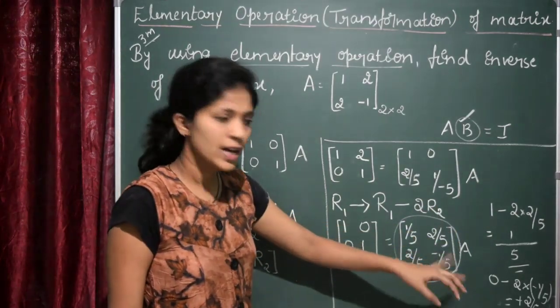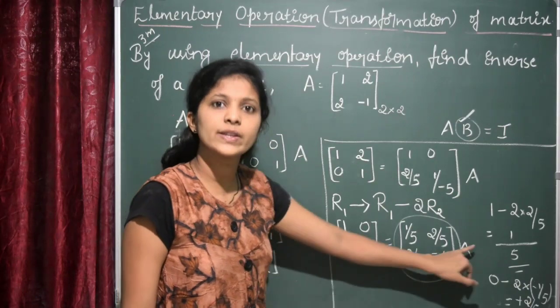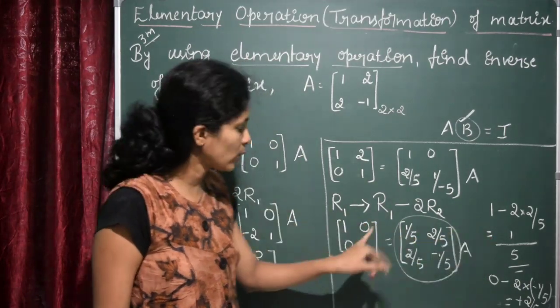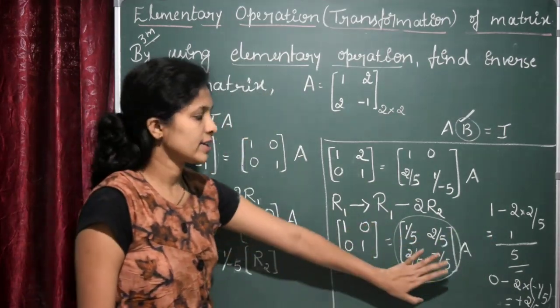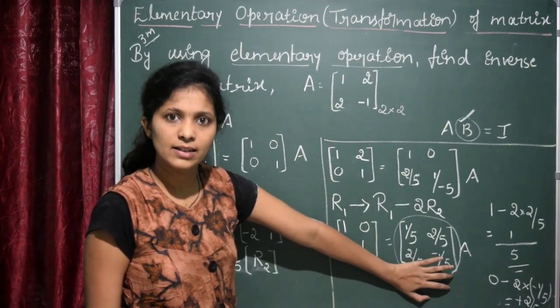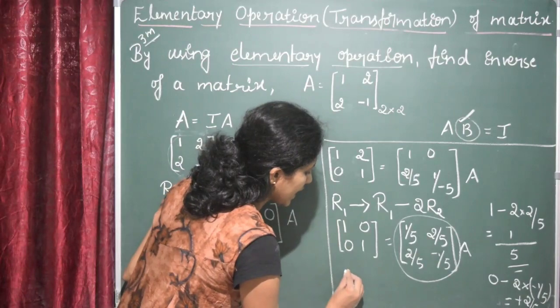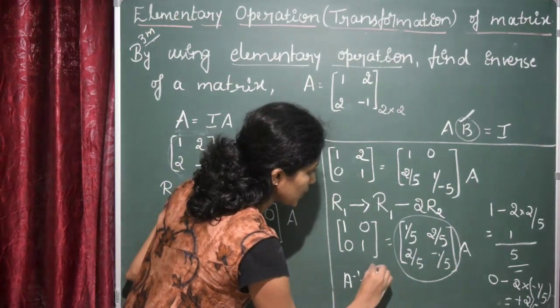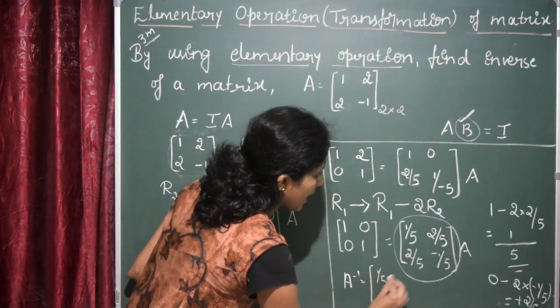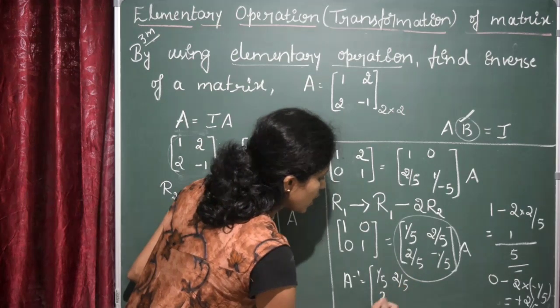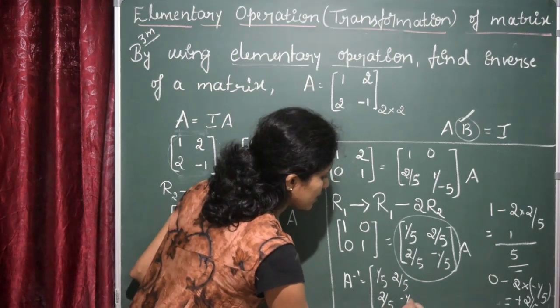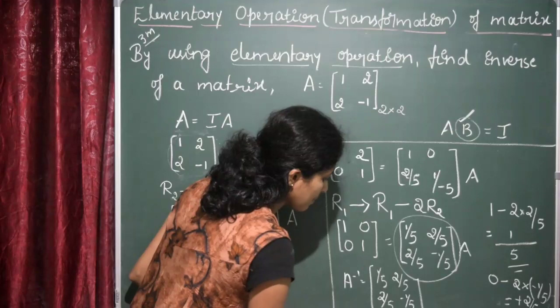How to check this one? You have to multiply this matrix with the matrix A. If it is equal to 1 0 0 1, then this is correct. Is it clear? We'll solve some more problems, okay? So now I can write A inverse is equal to 1 by 5 and 2 by 5 in the first row, and 2 by 5 and minus 1 by 5 in the second row. This is the inverse of the matrix.